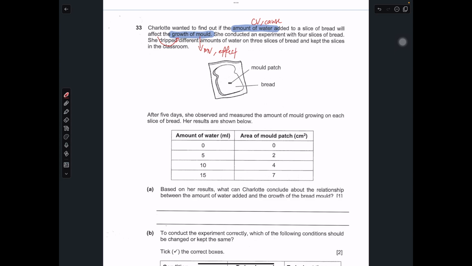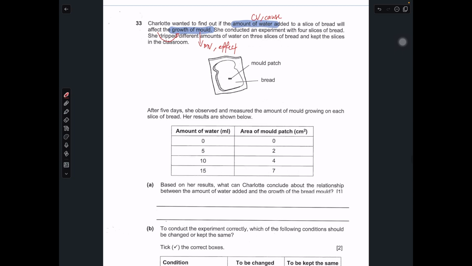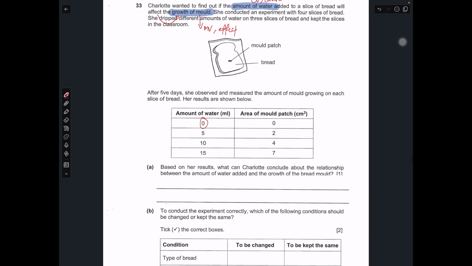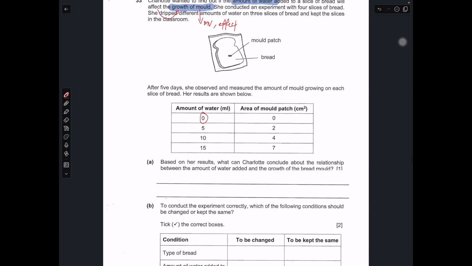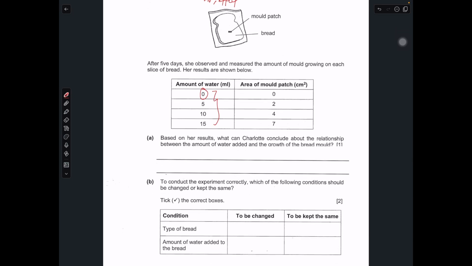Okay, she conducts an experiment with 4 slices of bread. She dripped different amounts of water on 3 slices and keeps the slices of bread in different parts of the classroom. So one of them, she never added water. Okay. After 5 days, she observed and measured the amount of mold growing on each slice of bread. This is the result. So as you can see, when she added more water, the area of the mold patch actually increases. So based on the result, what can Charlotte conclude about the relationship?